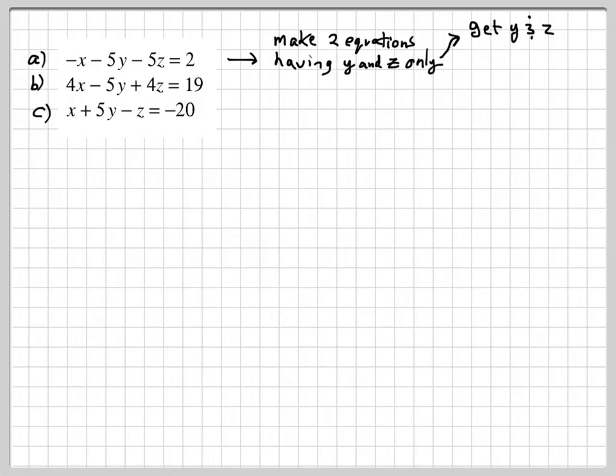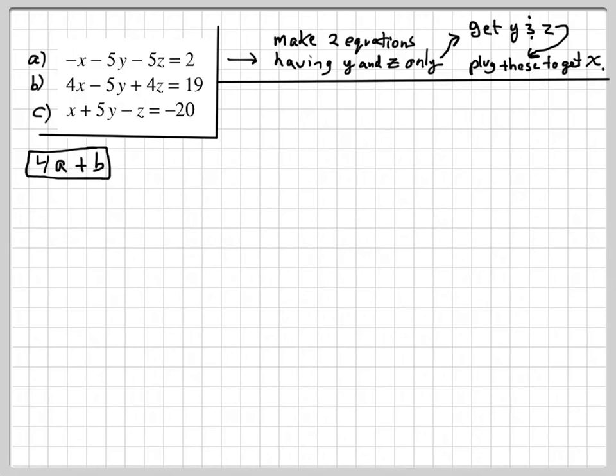And in this problem, the way I'm going to do it is that I'm going to eliminate x and end up with 2 equations having only y and z. Once I get these 2 equations, it'll be a system of 2 equations and 2 unknowns. I should be able to solve for y and z, and once I do that, just plug it back into any of the original equations and get the answer for the last variable, x.